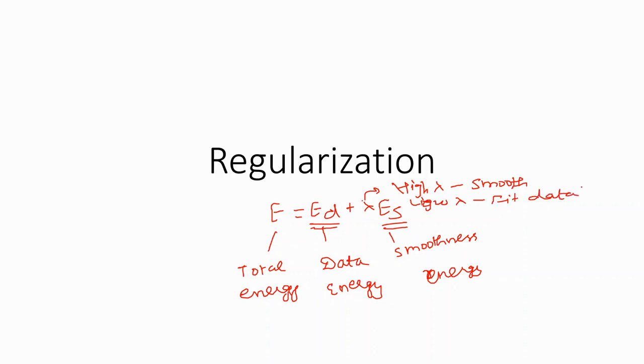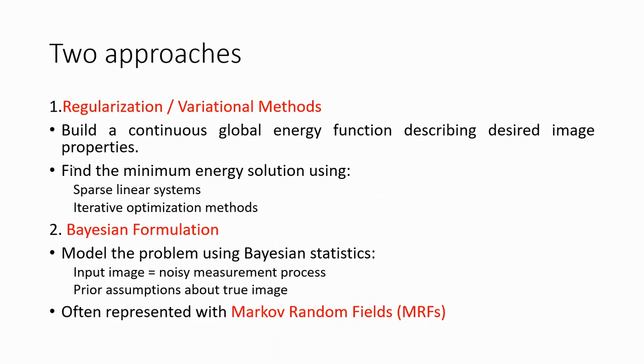So data fit and smoothness are inversely related. High lambda means high smoothness, low data fitting. Low lambda means a good fit to the data but it is less smooth. In general, the total energy can be higher as well as lower. Lower energy is better, so we have to minimize the energy to get a better result for the image. High energy means a worse solution. So that's what was mentioned in the beginning.